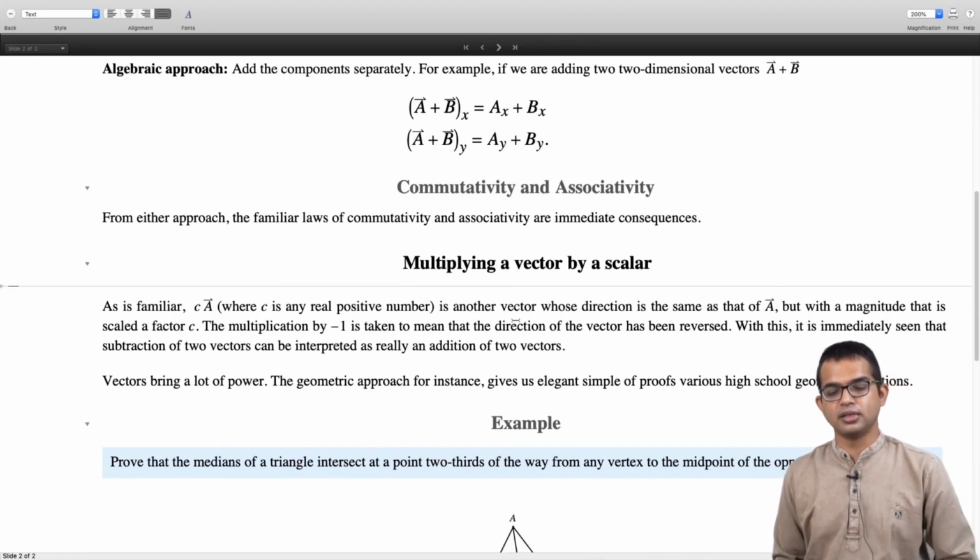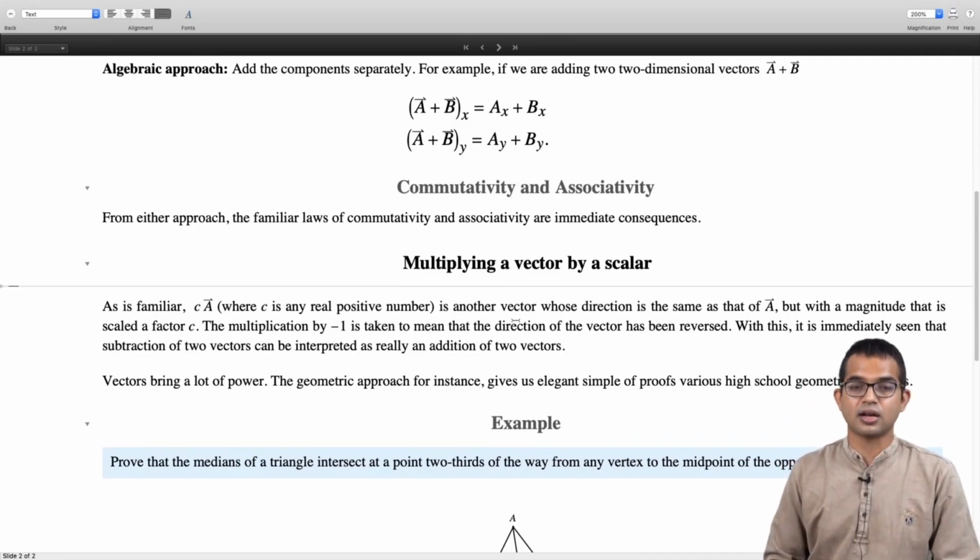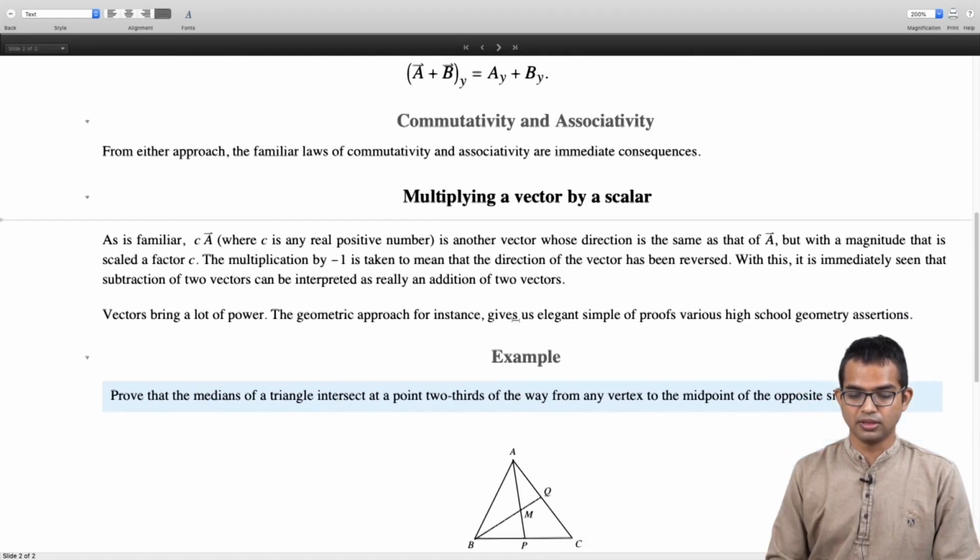One statement that we are familiar with from high school is that if you take a triangle and draw the medians of the triangle, they're all going to intersect at the same point, first of all, and they're going to intersect at a point which is 2/3 of any of these medians. So let me show you a diagram.